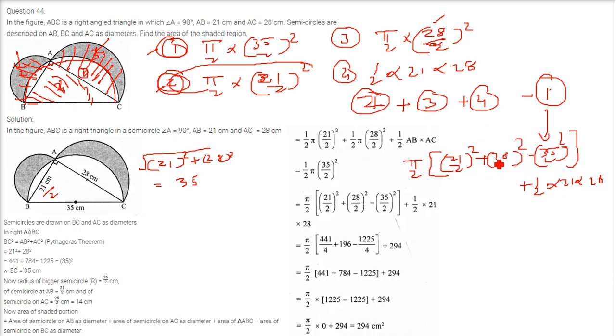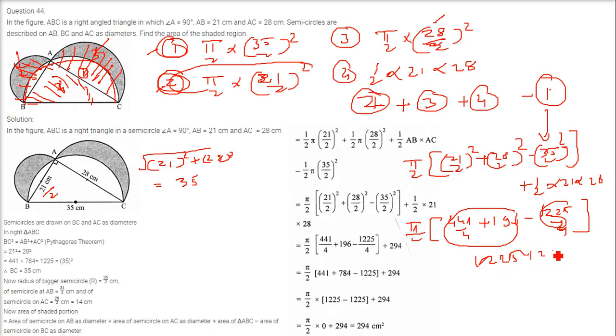So here is a very interesting thing, that when you take pi by 2, and this 21 by 2 whole square will be 441 by 4. This will be 28 by 2, so it will be 14. 14 square is 196, and then we have, this is 35 whole square, 1225, by 4. So if you see, if you compute this, this whole is going to be this addition, and this addition will be 1225 minus 1225 pi by 2. So this is eventually going to be 0. See, this will be going to be 0 ultimately.